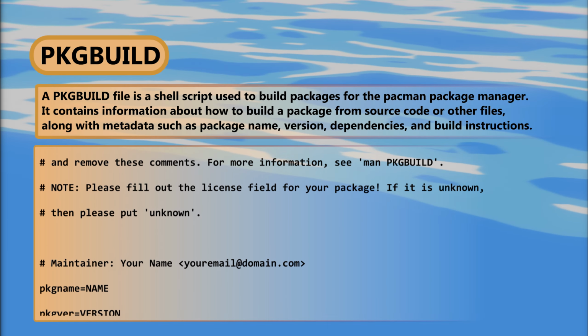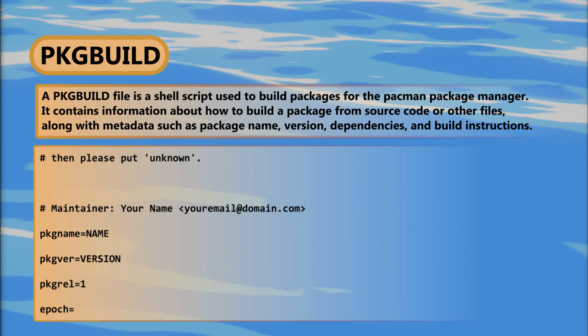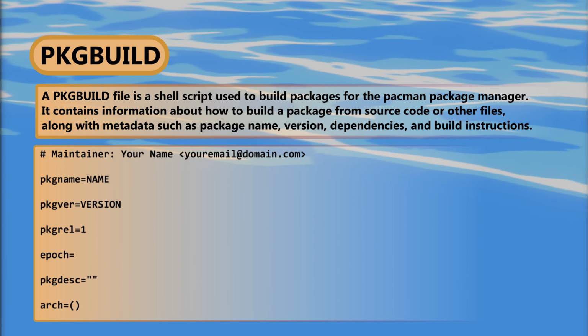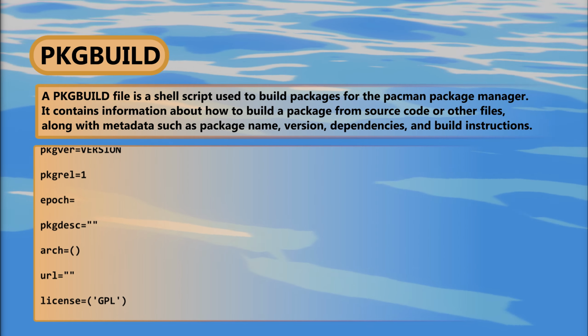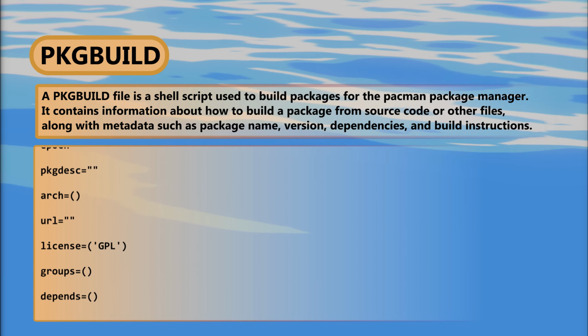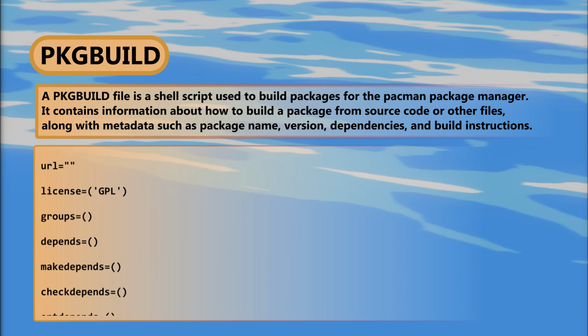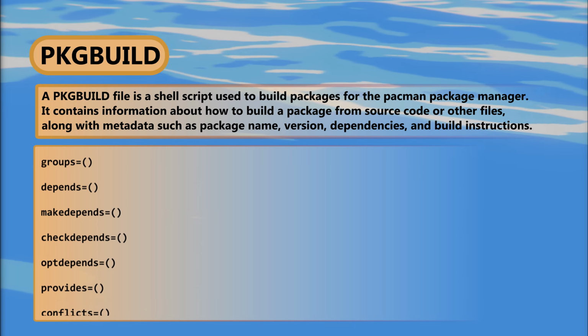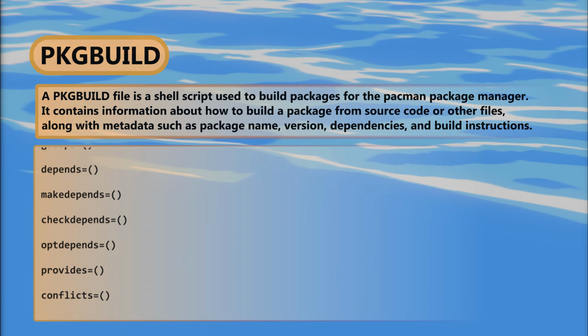PKGBUILD, the package build file, is a shell script used to build packages for the Pacman package manager. It contains the information about how to build a package from source code or other files, along with the metadata such as package name, version, dependencies, and build instructions.